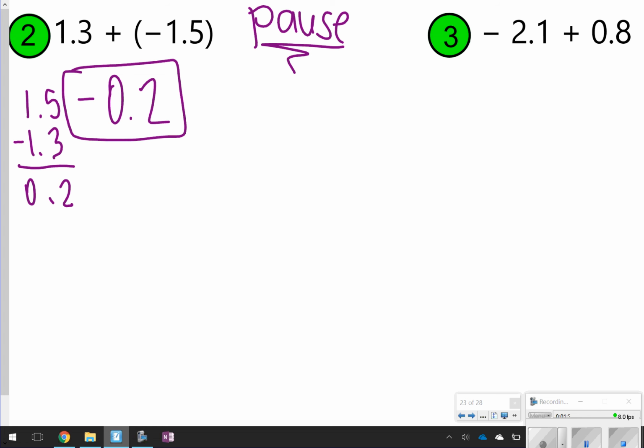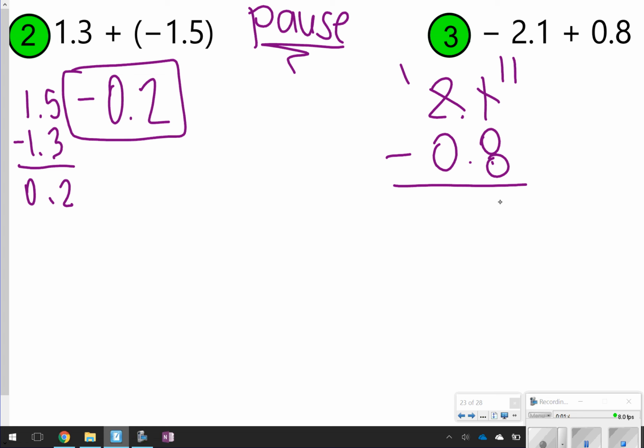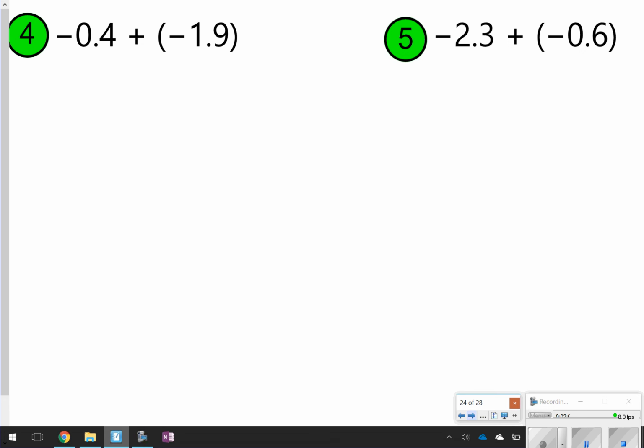Over here for number 3, again, different signs, so I'm going to subtract those two. 2.1, take away 0.8, I need to borrow, and I'm going to get 11 minus 8, which is 3, and 1 minus 0, which is 1. I do get 1.3, but my answer will still be negative because my larger value is negative. How did we do? Number 4 and 5, you're going to try on your own. So again, let's pause the video, solve it using your songs, make sure to sing your song, and then click play when you're ready to check.